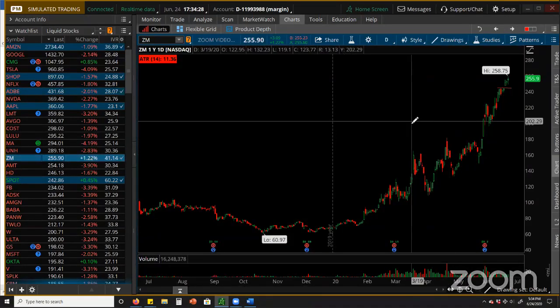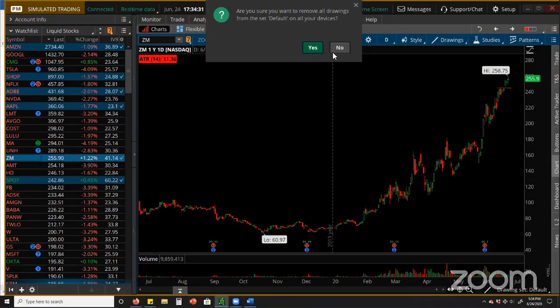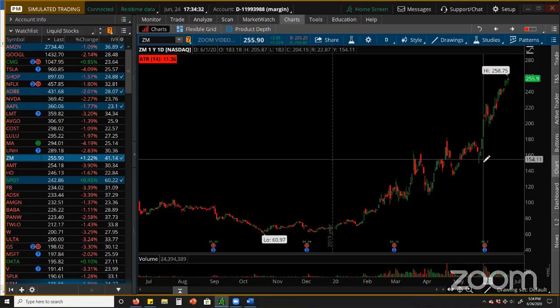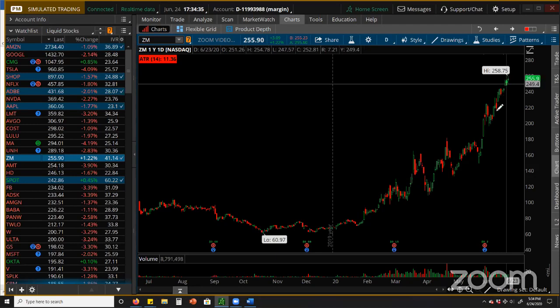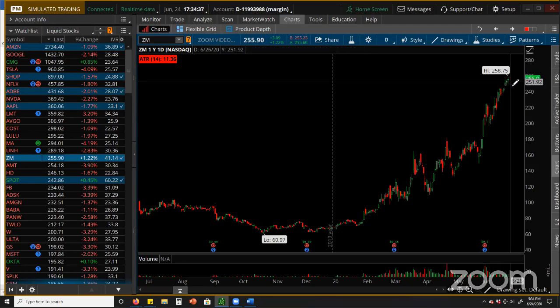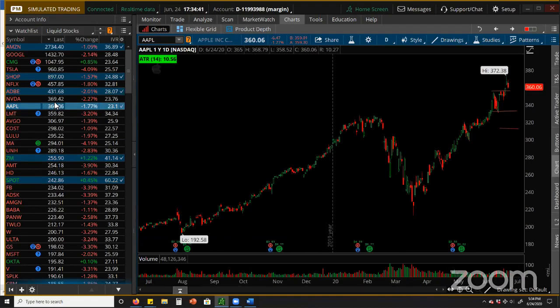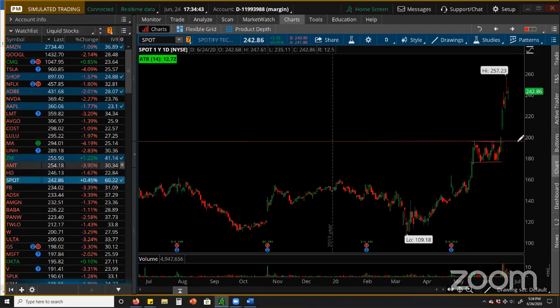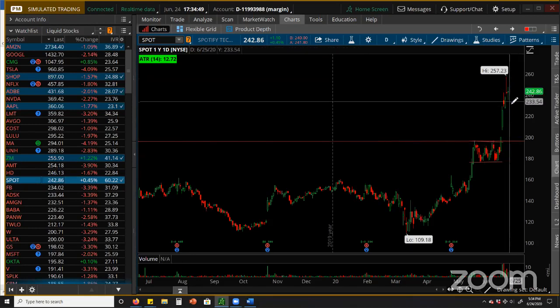Zoom, increasing in momentum. Zoom's just ridiculous. Again, one of the strongest stocks in the market, zipping higher, and on a pullback, I'm interested. Apple, same thing. Spotify, this one's ridiculous. Increasing momentum. So I like this on a dip.